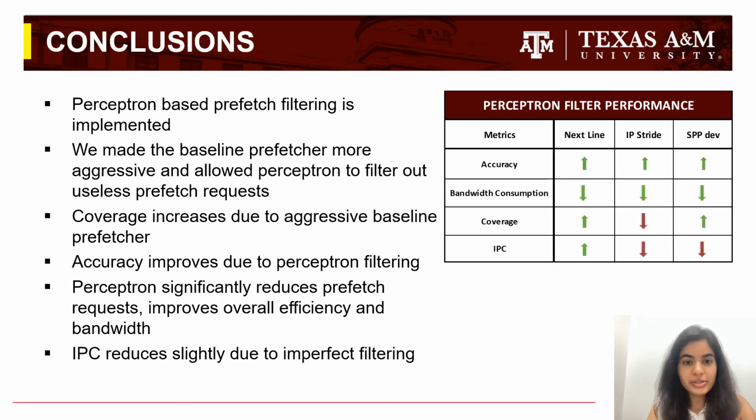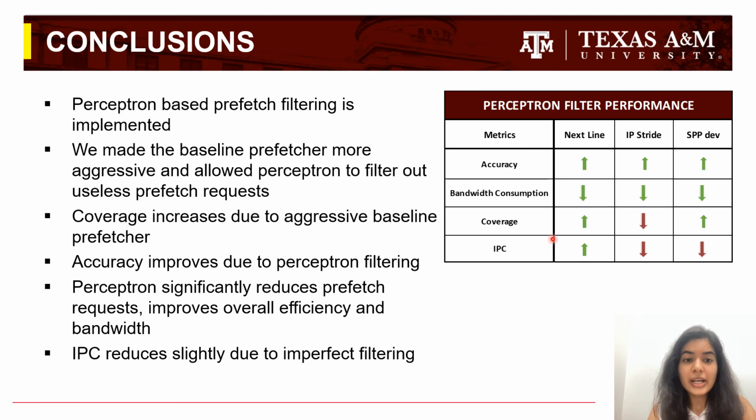To summarize the results of our project, we now know that coverage and accuracy are orthogonal to each other, and if we make our baseline prefetcher more aggressive, it sends out a large number of prefetch requests. So coverage increases, but at the cost of accuracy and high bandwidth consumption. This is where our Perceptron-based prefetch filtering comes into the picture. It decreases the number of prefetch requests that are sent out by the design, thereby reducing the bandwidth consumed by the design and increasing accuracy at the same time.